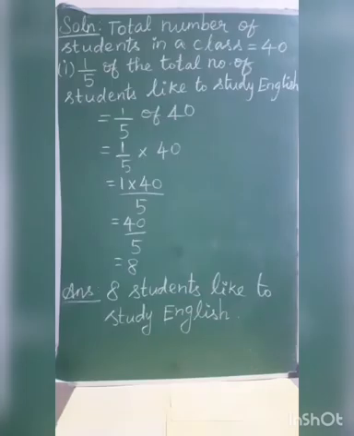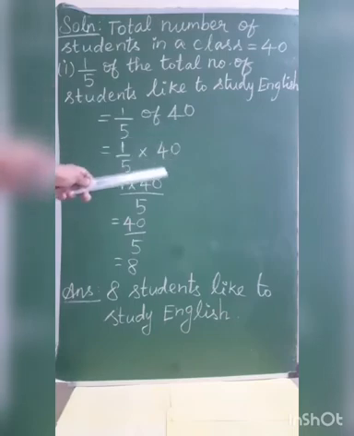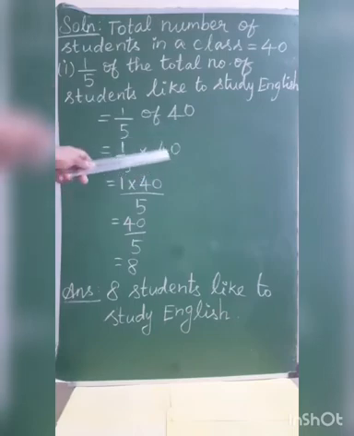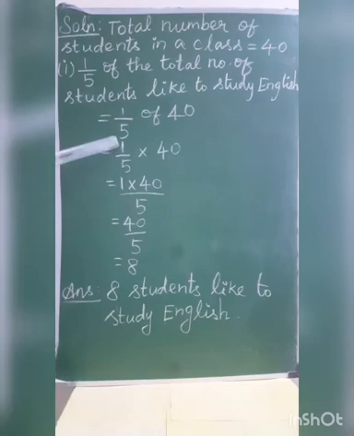Total number of students in the class is 40. First question: 1 by 5 of the total number of students like to study English. 1 by 5 of means multiply. The total number of students is 40, so 1 by 5 of means multiply by 40. In a fraction multiplied with a whole number, first you multiply the numerator with the whole number, so 1 into 40, and keep the denominator same. So 40 divided by 5, the answer is 8.